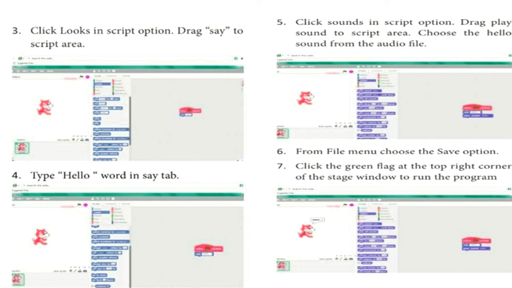Click Sound in the script option. Drag play sound to the script area. Choose the hello sound from the audio file. From the File menu, choose the save option. The last step is to click the green flag at the top right corner of the stage window to run the program. From this you can learn how to make the program with the word hello with the sound.